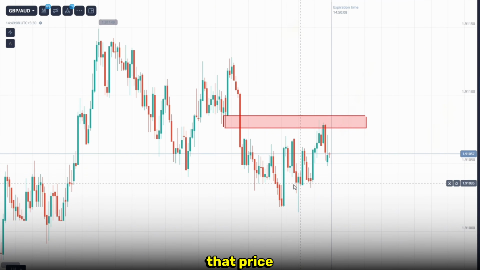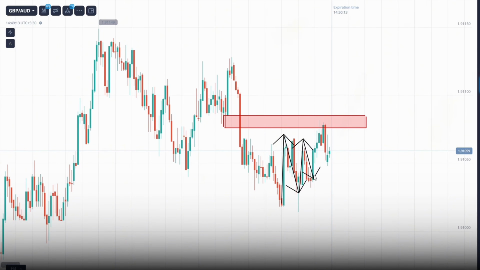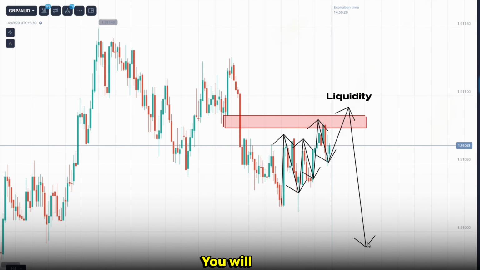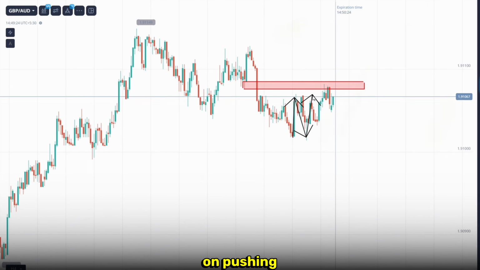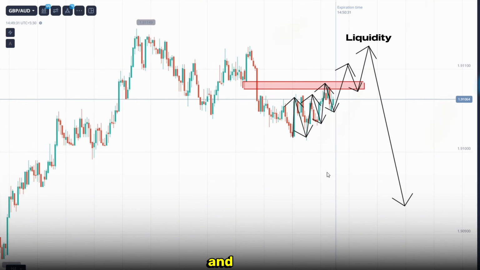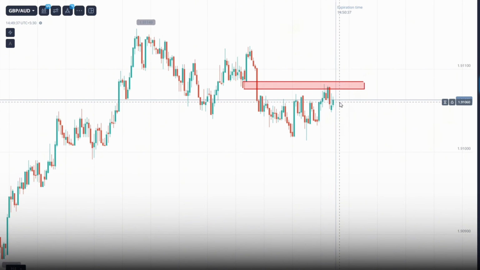Here you can see that price is forming a little uptrend, but it is forming this uptrend just to grab all the liquidity in one go. You will see in the future that price will keep on pushing in the upside direction, will grab more liquidity, and then finally it will fall and it will take all the liquidity from these buyers. That is my expectation. I'm not claiming anything here, so it can happen in the future.